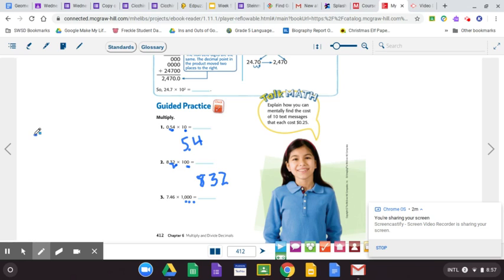So let me show you over here. So I had 7 4/4600, so I'm going to move it over 3 place values because there's 3 zeros. You can always add a 0 here. And it's going to be right here. So my answer for this one is now 7,460.